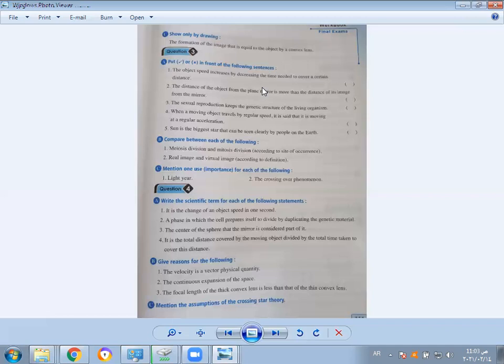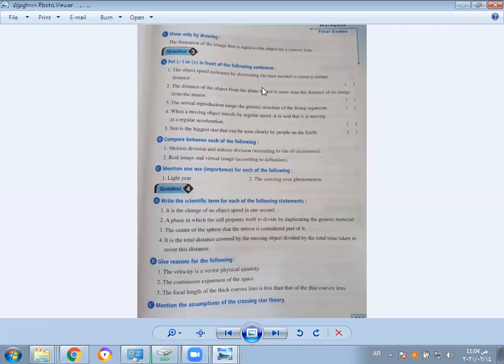Number 4. It is the total distance covered by the moving object divided by the total time taken to cover this distance. Average speed.